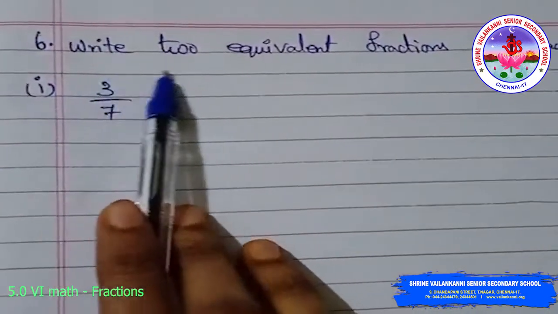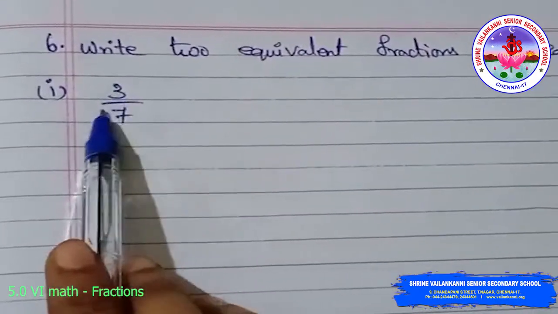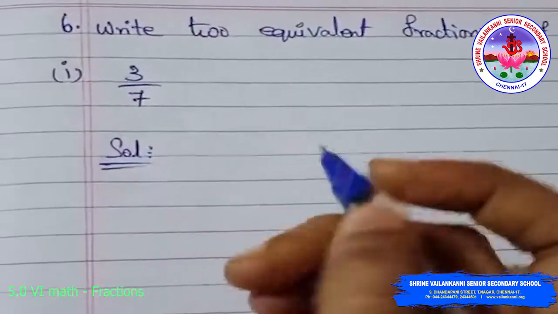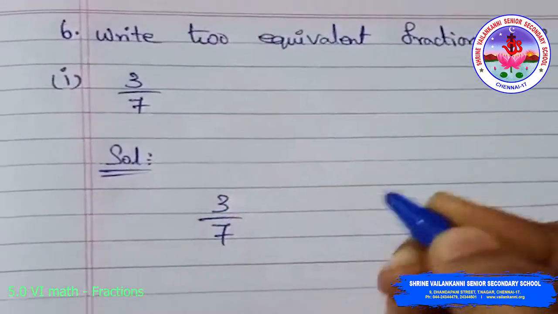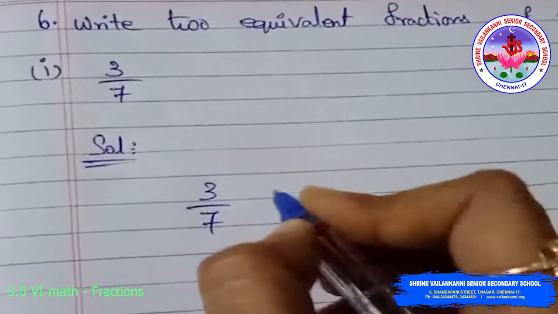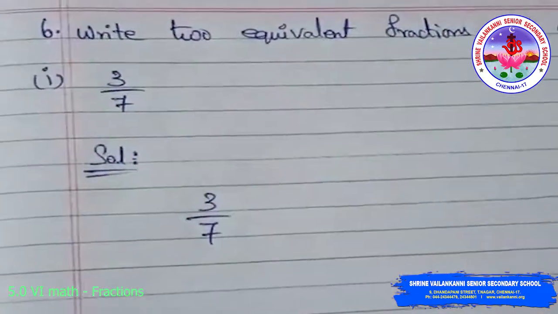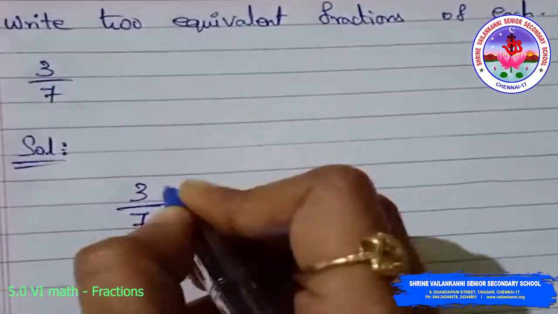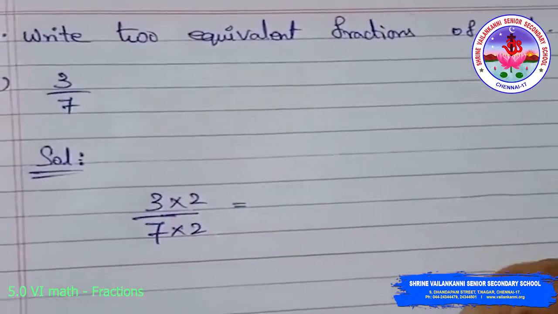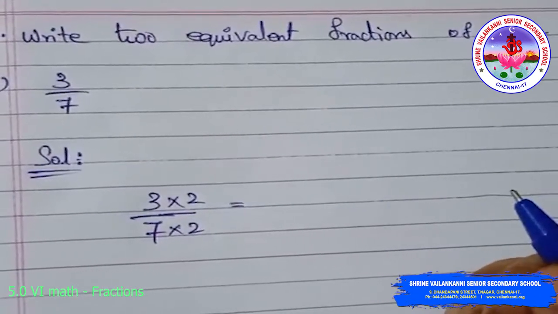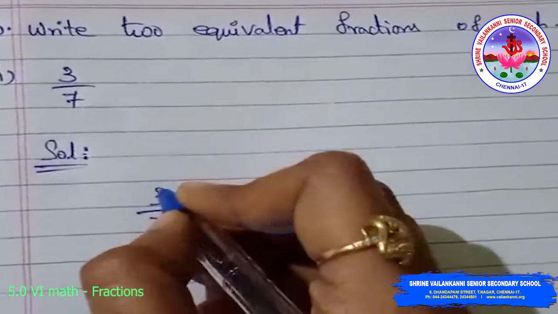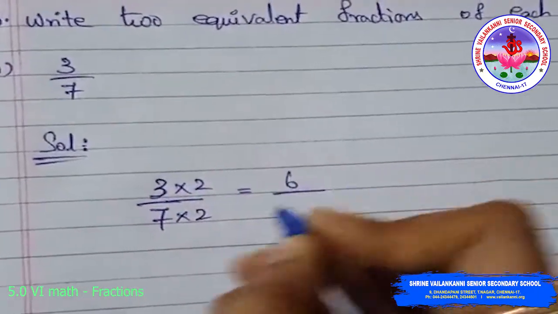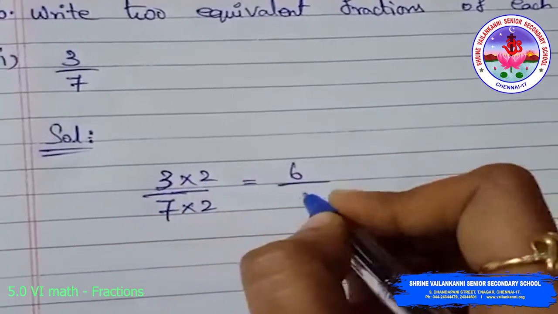Question number 6. Write two equivalent fractions of each. The first one is 3 by 7. Write down the solution. Now the question is 3 by 7, two equivalent fractions. So you can find a common factor for these. First, taking the common factor as 2 for the numerator and denominator. Now you multiply the common factor with the numerator as well as the denominator. Multiply this, 3 2s are 6, 7 2s are 14.